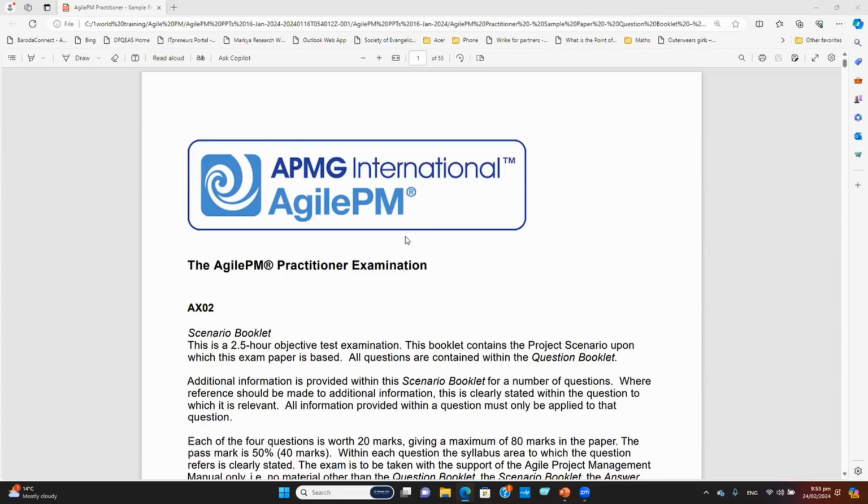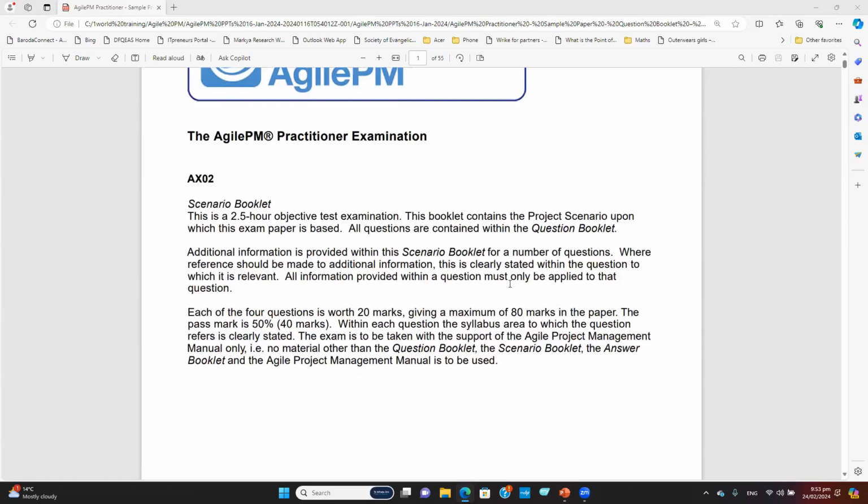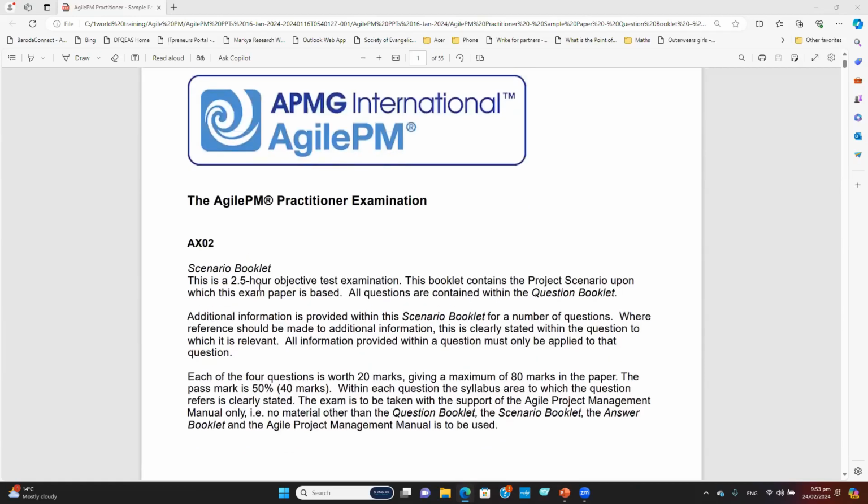Welcome to the module on the sample practitioner exam paper. Now, in the sample examination, we have a sample exam paper. So when you undertake the practitioner exam, there would be a scenario that they would give you. Now, the practitioner exam would be a 2.5-hour exam, and they would provide you with a scenario booklet. This booklet contains the broader context of the case study upon which you would need to answer the question.